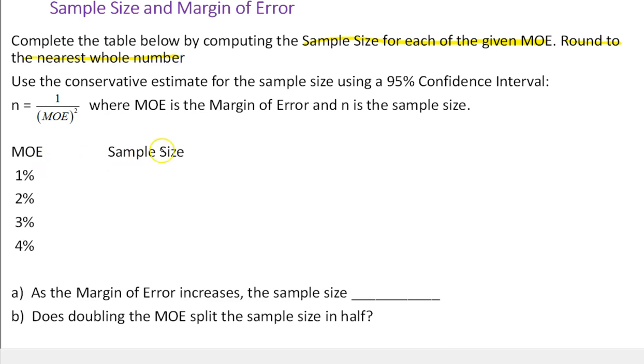We did a problem like this where we were given the sample size and we found the margin of error. In this case, we're going to do the reverse. Our conservative estimate, if we solve the margin of error formula for the sample size, we get that the sample size equals 1 over the square of the margin of error. And also note that when we put this in the formula, we need to write the margin of error as a decimal.